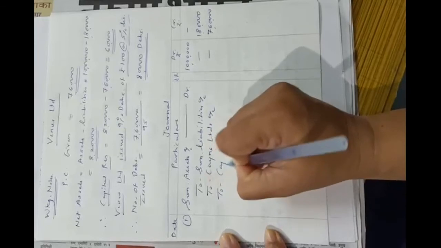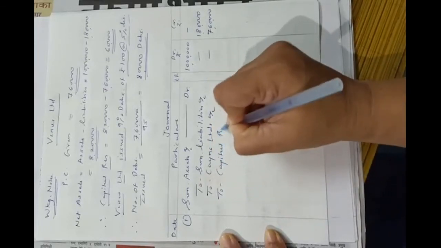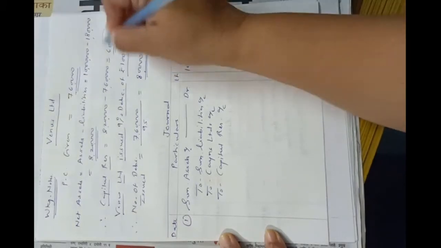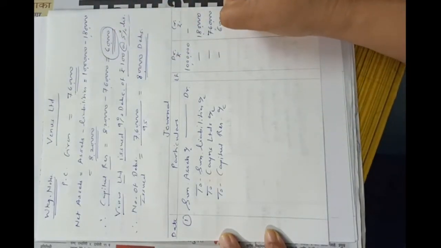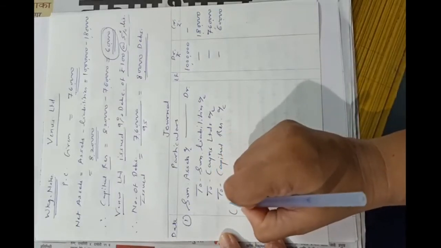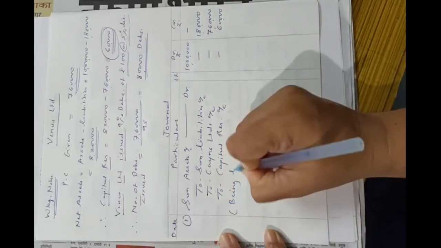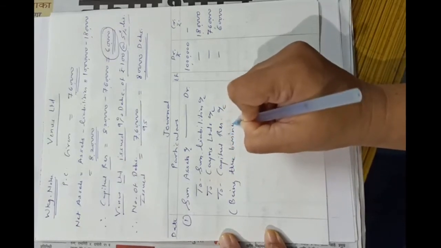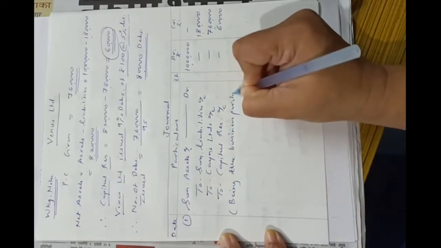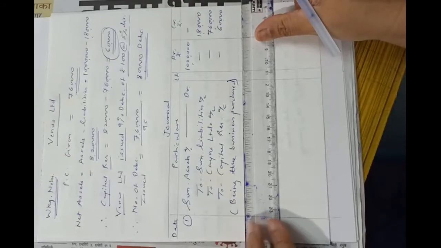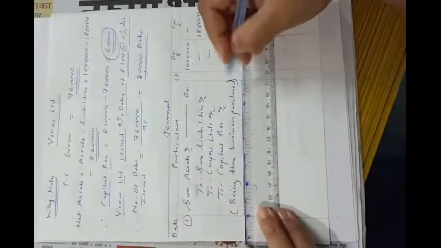So capital reserve, to capital reserve account, which we have calculated already, that is rupees 60,000. So 60,000, and narration will be being the business purchased, or you can say assets and liabilities purchased. We are purchasing their assets and liabilities, means we are purchasing their business. This is the meaning of this.